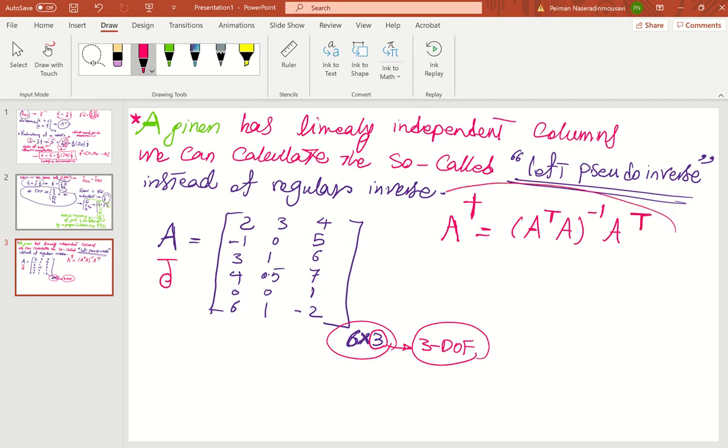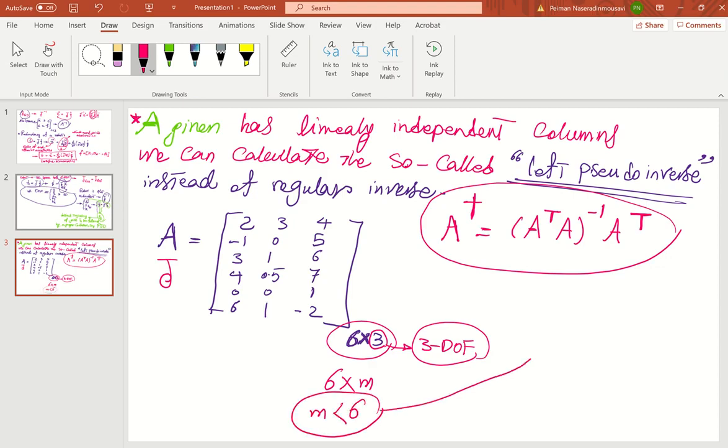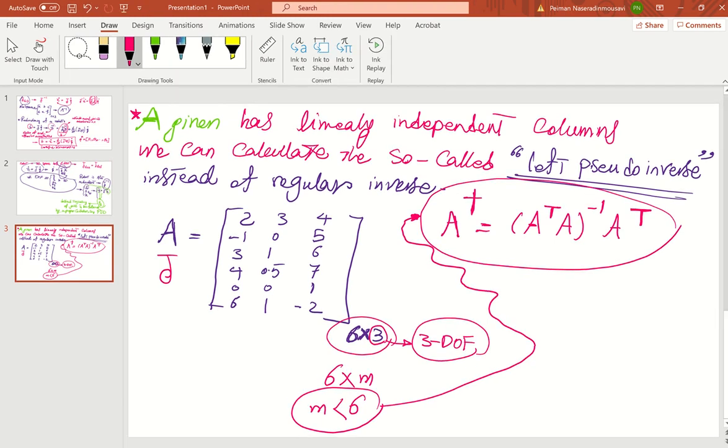This is the left pseudo inverse of A. If I write it like this, look here, it is 6 by m. So for every m smaller than 6, in the robotic realm, you have to use the left pseudo inverse. Let me go to MATLAB.